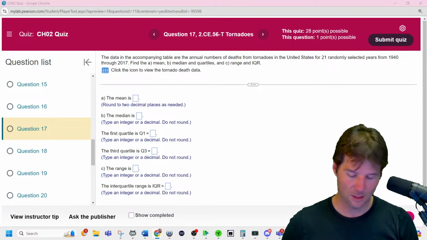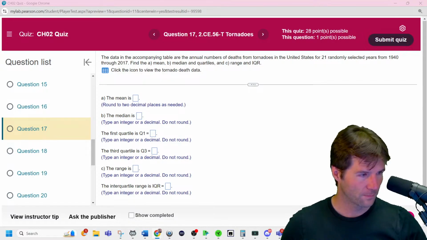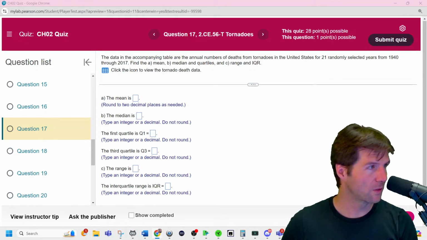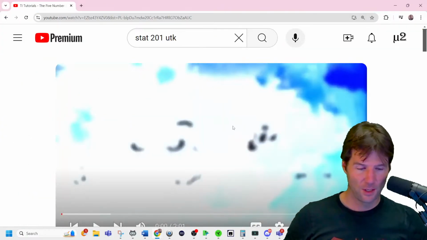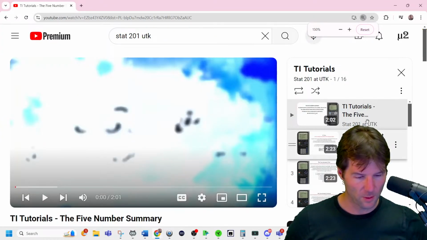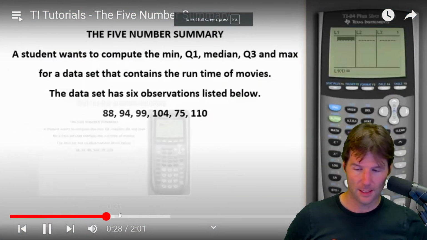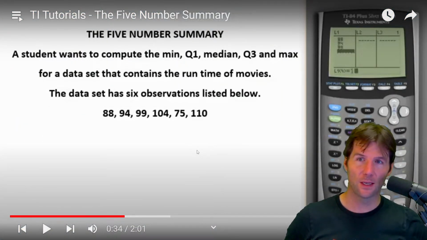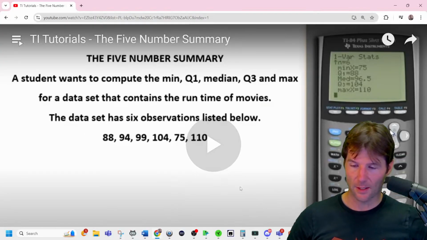I'm looking for my TI tutorials because I want to show it in class too. Two seconds. I might have a quick command from MuBot. The 5-number summary. So here's how to do the 5-number summary. I think I show how to enter. There's how to enter in the data into your calculator. And once you enter in the data, you can do it on the TI calculator.